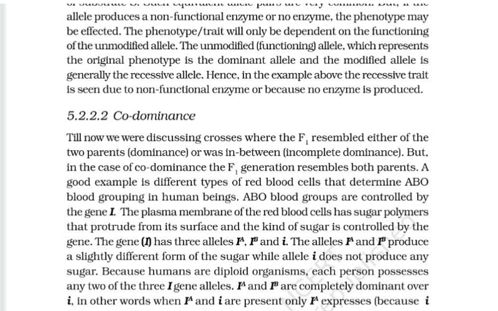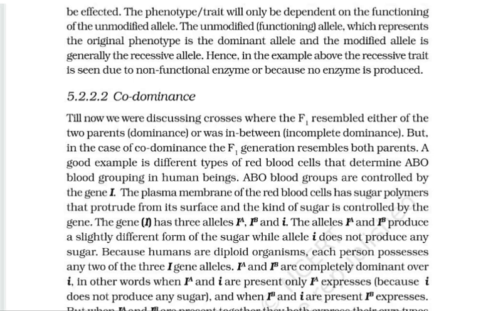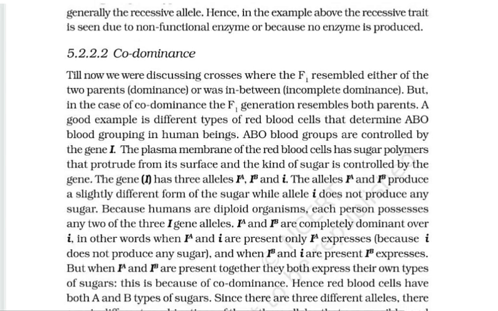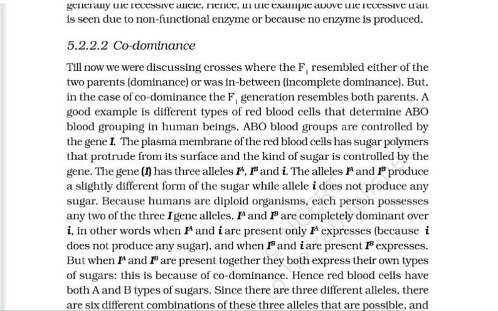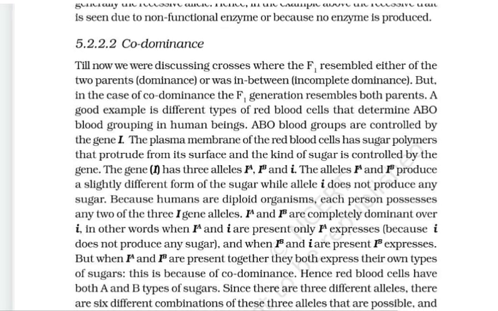Till now we were discussing crosses where the F1 resembled either of the two parents, that is dominance, or was in between, that is incomplete dominance. But in the case of codominance, the F1 generation resembles both parents. A good example is the different types of red blood cells that determine ABO blood grouping in human beings. ABO blood group is controlled by the gene I, that is capital I.